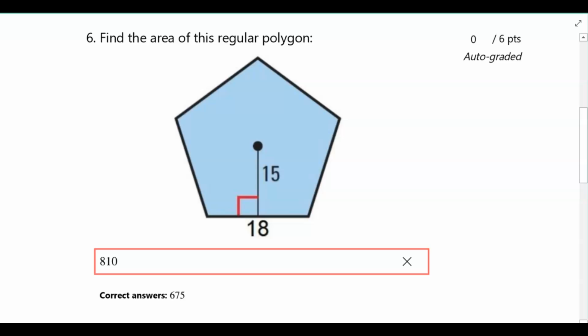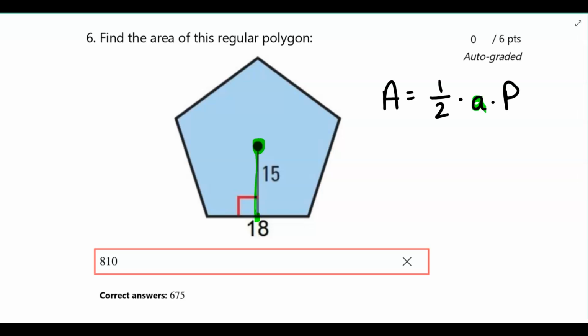Both questions 6 and 7 have to do with the area of a regular polygon, and the formula for that is 1/2 times the apothem times the perimeter of the shape. The apothem is going to be this line right here. It goes from the center of the shape to the midpoint of the side.